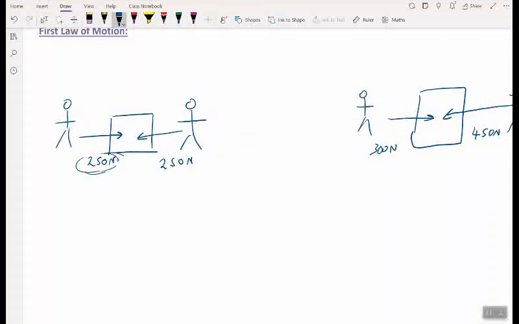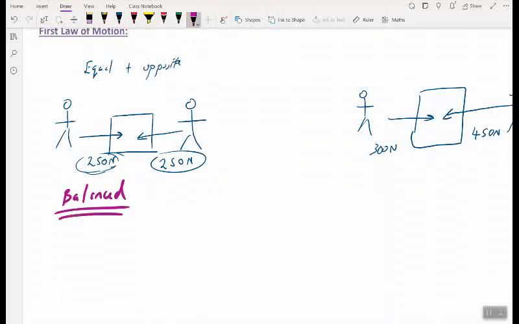We've got 250 newtons. Newtons is the unit of force. 250 newtons, and they're acting in opposite directions. So these forces are equal and opposite, and therefore they're going to cancel each other out. They're the exact same amount. So we would say that this object is balanced. The forces are balanced. Well, what's this object going to do? I bet you can tell me straight away. It's going to stay at rest.